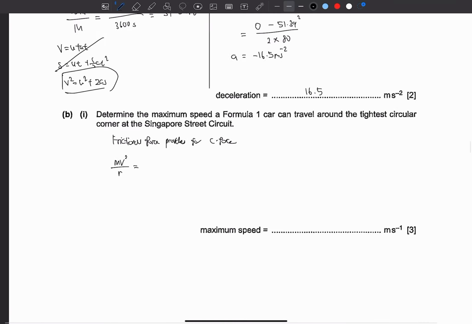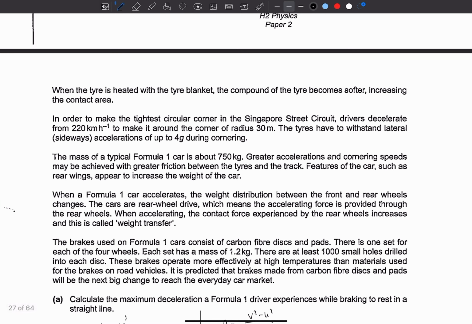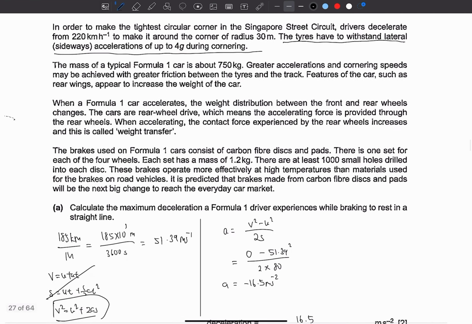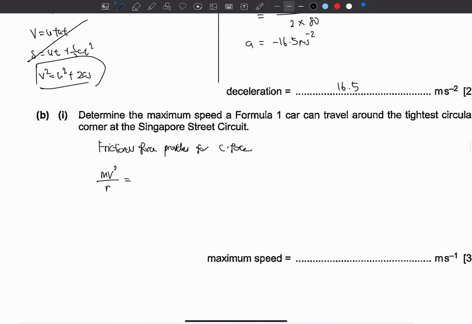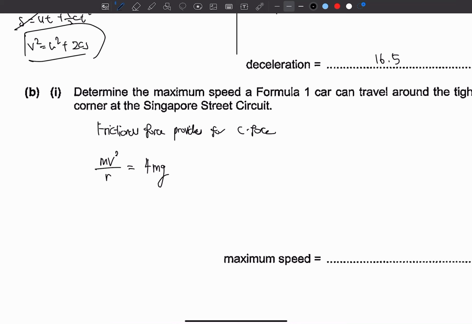What about the frictional force? If you read this, the tires have to withstand lateral accelerations of up to 4g. So here you put 4mg. Since the tires withstand an acceleration of 4g's, it means that the lateral weight, quote unquote lateral weight, that the car is experiencing will be 4mg, right? Where the weight is the weight of the car, right?